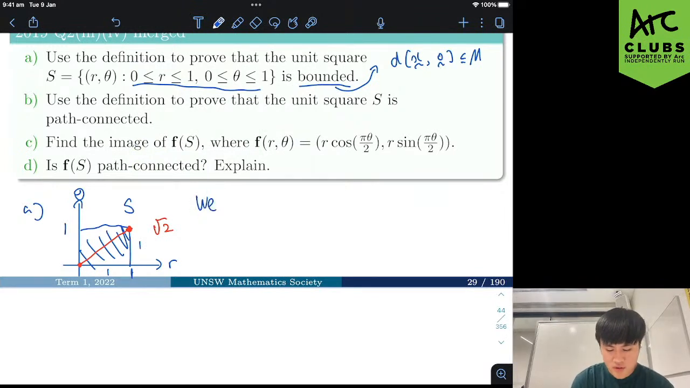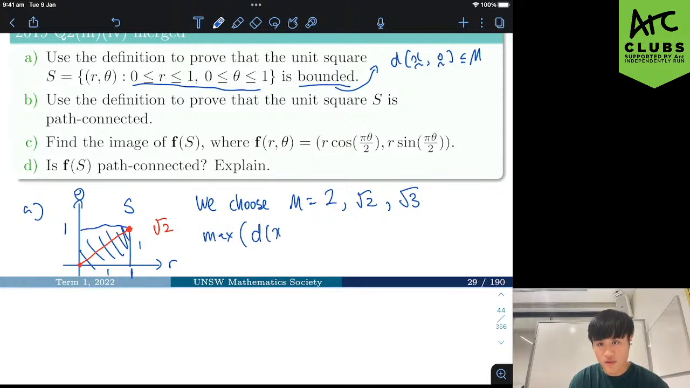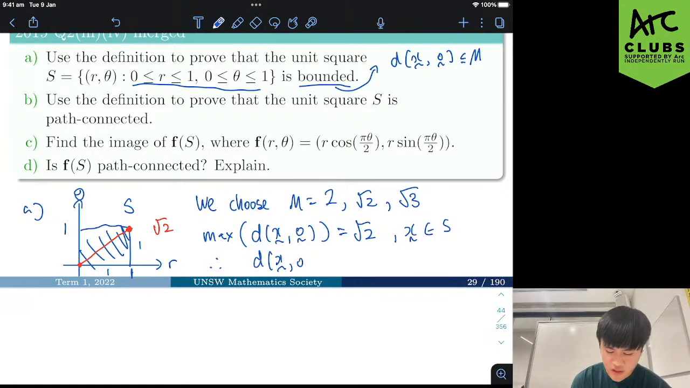So what we can do, we choose M to equal 2. Or you can pick any number. It can be 2, it can be root 2, it can be like root 3, just any number larger than or equal to root 2. And what we get is the maximum distance from X is equal to root 2, where X is an element of the set. And then therefore, we get this relation here.